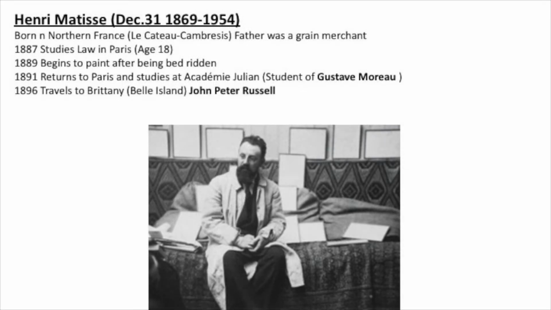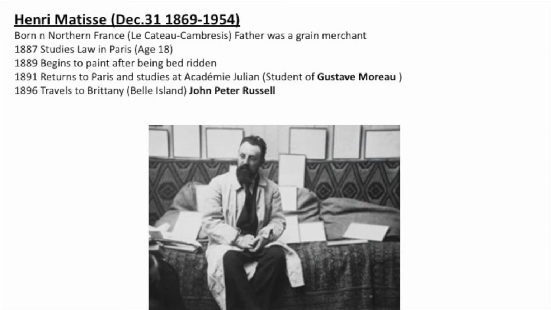Matisse was born in 1869 in the northern part of France. His father was a grain merchant, which means he came from an upper middle class family. He originally pursued a career in law, and then while he was sick and bedridden, he started painting from a paint kit that his mother had actually given him. From here, he really started to dream of becoming an artist, and eventually, to his father's dismay, gave up his law practice in the pursuit of art.